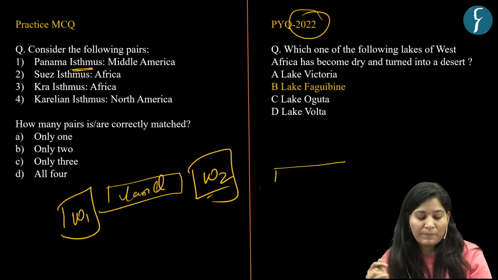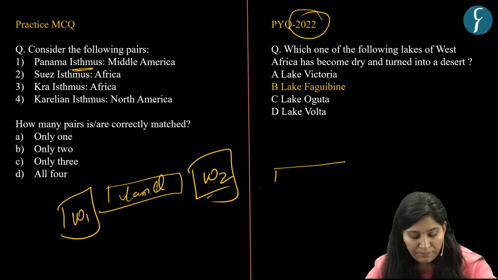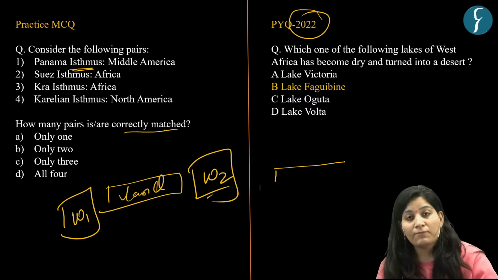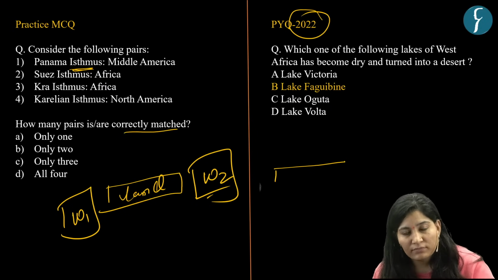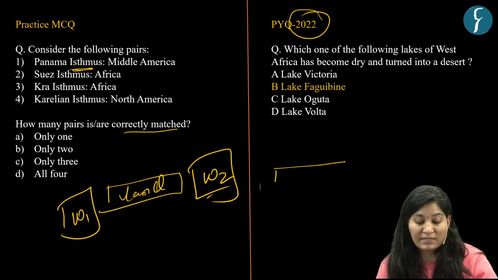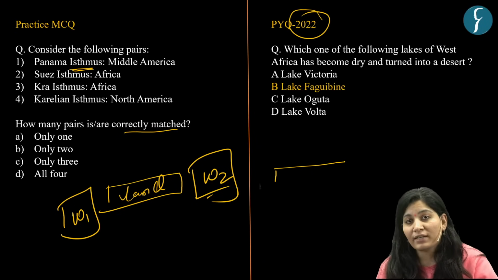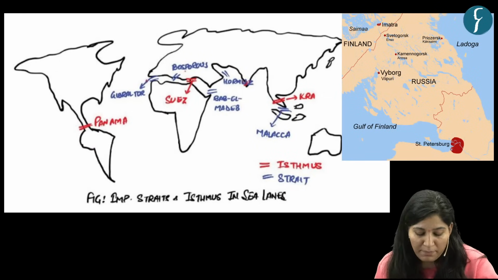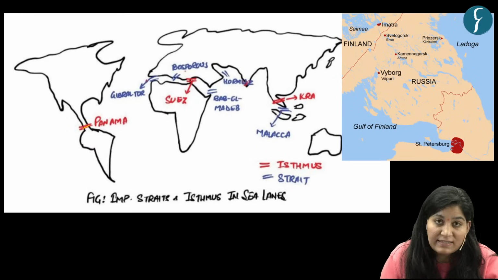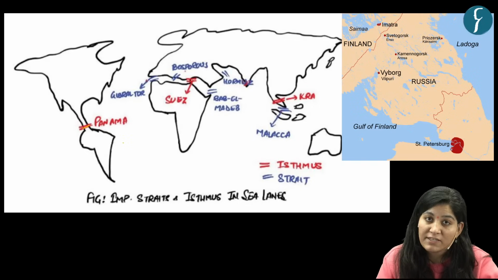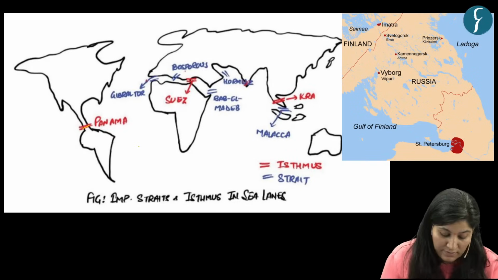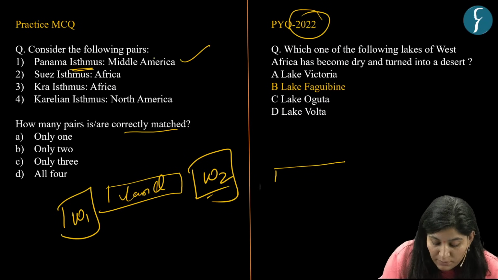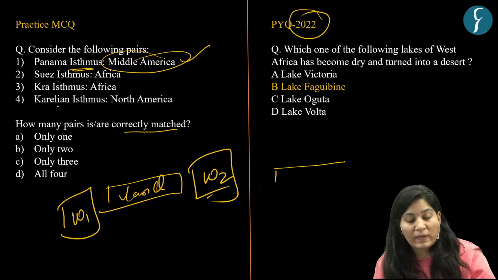Okay, so here we have given you 4 options and we need to find out the correctly matched pair. So the first is Panama Isthmus. Obviously, the article is based on the same. So Panama Isthmus is located in Middle America. Yes, it's true. And this isthmus, as you can see in this map, connects the Atlantic and Pacific Ocean. Got it? So this makes our first option correct, Middle America.